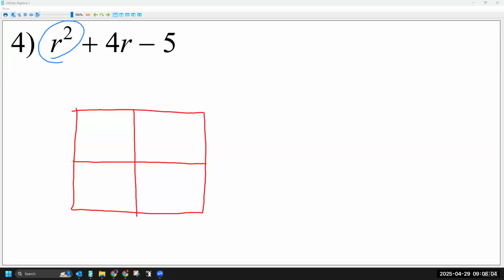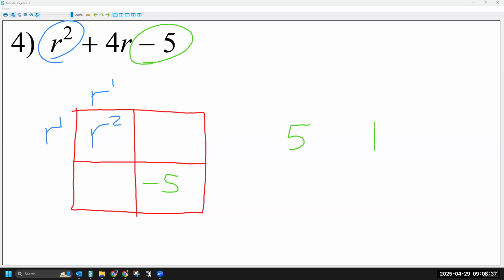I got first term in the first box. It's going to be R times R. Last term, the last box. All right. What numbers multiply to make 5? 5 and 1. That's the only pair of numbers that's going to multiply to make 5, right? That's because 5 is what's called a prime number. A prime number has only itself and 1.